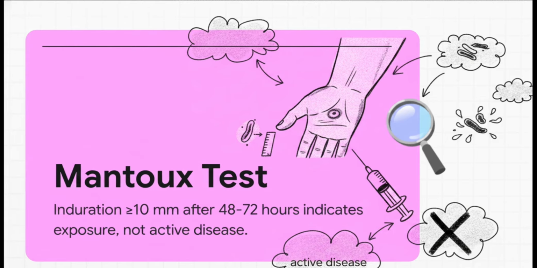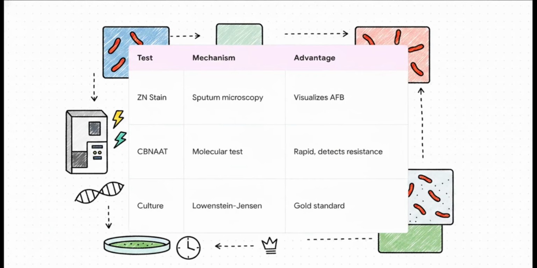But remember this absolutely crucial distinction. A positive Mantoux only means the immune system has been exposed to TB at some point. It does not necessarily mean the patient has an active, currently spreading infection. To prove there's an active pulmonary infection, we really need to look at the patient's sputum. The classic ZN stain lets us physically see those bright red acid-fast rods right under the microscope.